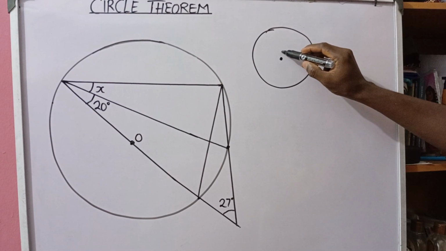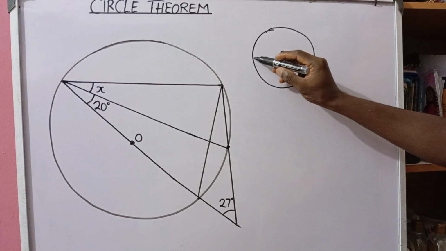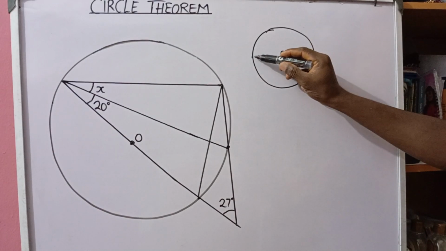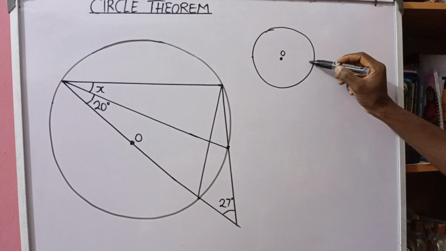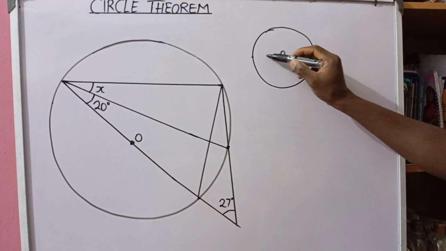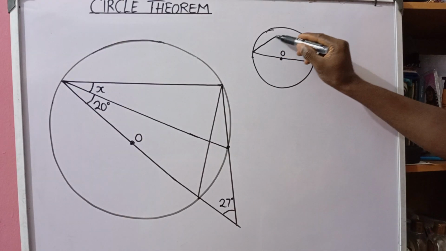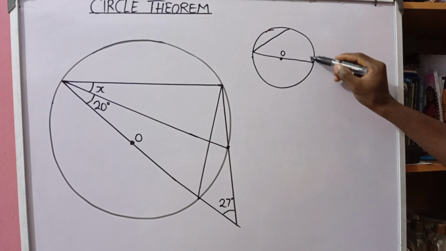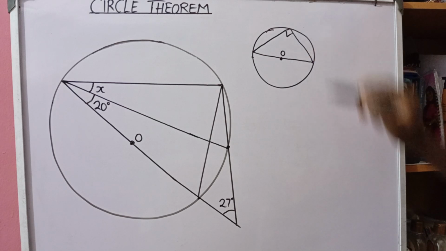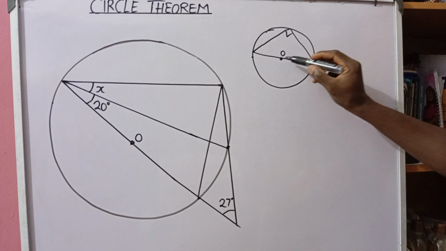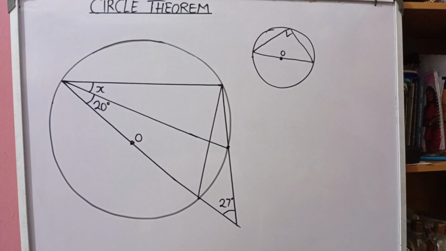Recall when you have the center O in a circle, the line that divides the circle into two equal parts or passes through the center of the circle is known as the diameter. So any angle subtended by a diameter to any part of the circumference is always what? 90 degrees. I believe that one is established. It's going to help us here.